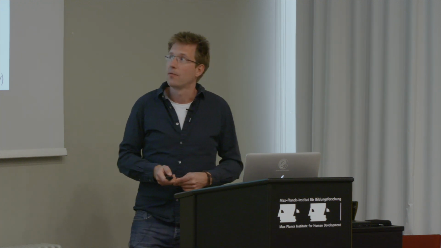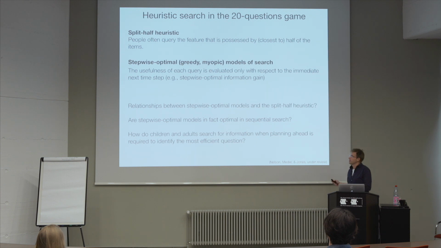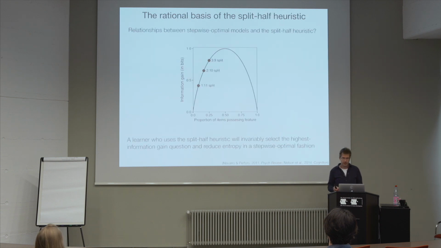I would like to briefly discuss 3 questions. The first one is the relationship between the split half heuristic and these stepwise optimal models. Then, relating to the question we just had, are stepwise optimal models in fact globally optimal? So do they identify the most efficient sequence of queries? And then on the empirical side, how do children and adults search for information when you need to plan ahead to identify the best first query? So let's start with the first question, the relationship with the split half heuristic.